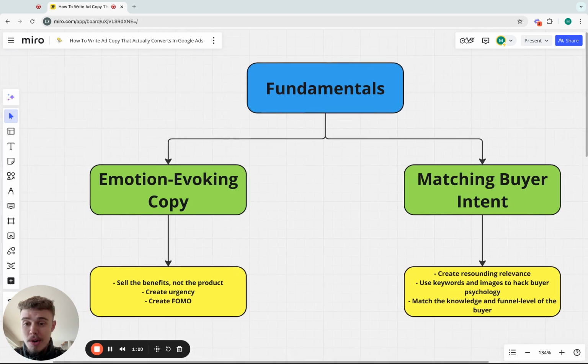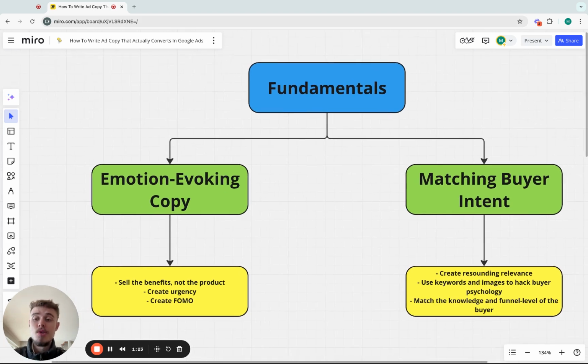First of all, you've got emotion evoking copy. So you want to be writing copy that makes people feel something. You want to be writing copy that makes people want to do something, right? If you write really uninspiring, bland copy, people are going to see your ad and they're not going to feel any compulsion to click the ad. And they're going to look at it and they're going to be bored, right? What you can do is instead make the ad copy extremely emotive.